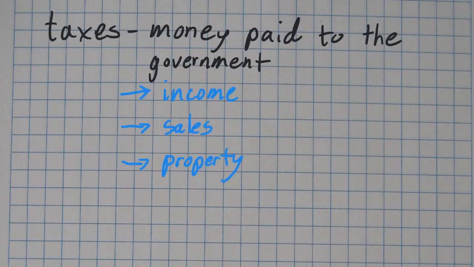And this is almost a separate lesson on government. But there are three main types of taxes you can pay. Income: if you make money, you have to pay taxes on the money you make. Sales: when you buy something at a store, you have to pay taxes on what you buy. And property: if you own a house or something, you have to pay taxes for owning that property. So those are all types of taxes.